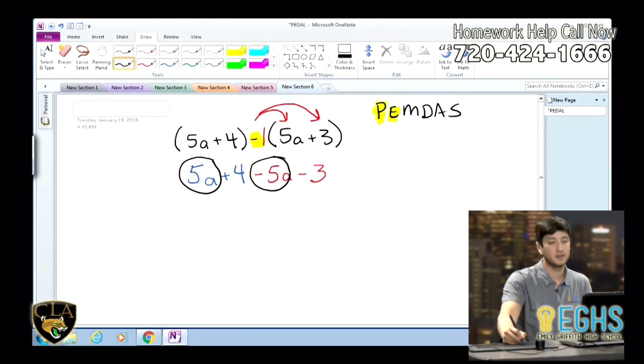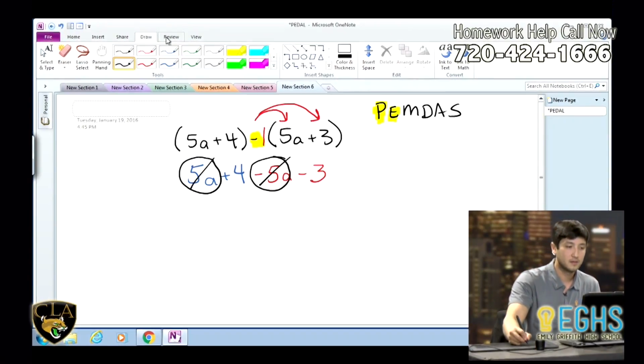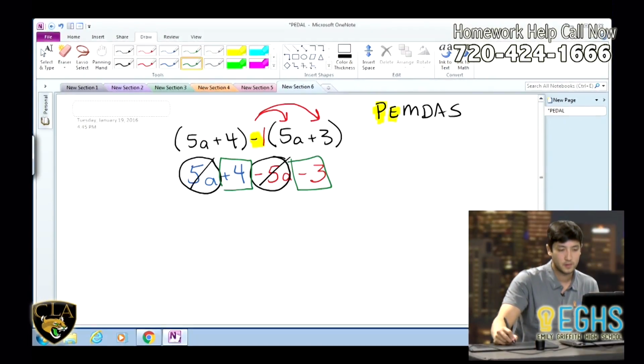So 5a minus 5a, that's just 0. If you have 5 of something and you take away 5 of the same thing, then you have nothing. So then we're just left with this positive 4 and -3. And you simply have 4 minus 3, which is 1.